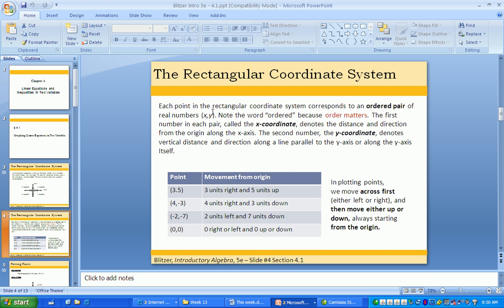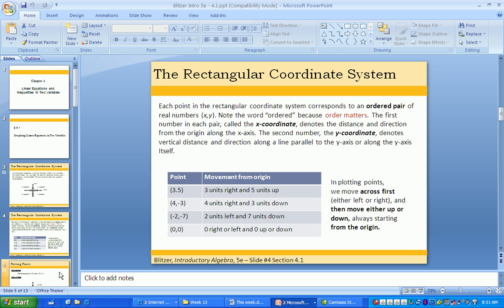So just remember that. And here's a little note right here in the text, that when you plot points, x first, then y, okay? So if we were to plot the point 3, 5, we would go 3 units to the right and then 5 units up. If we look at the point 4, negative 3, that's 4 units to the right, 3 units down because this is negative 3 in the y. If we have negative 2, negative 7, that's negative 2 left because we got a negative 2 in the x and a negative 7 in the y, so 7 units down. And if we, of course, plot 0, 0, we stay at the origin. That's the coordinate of the origin.